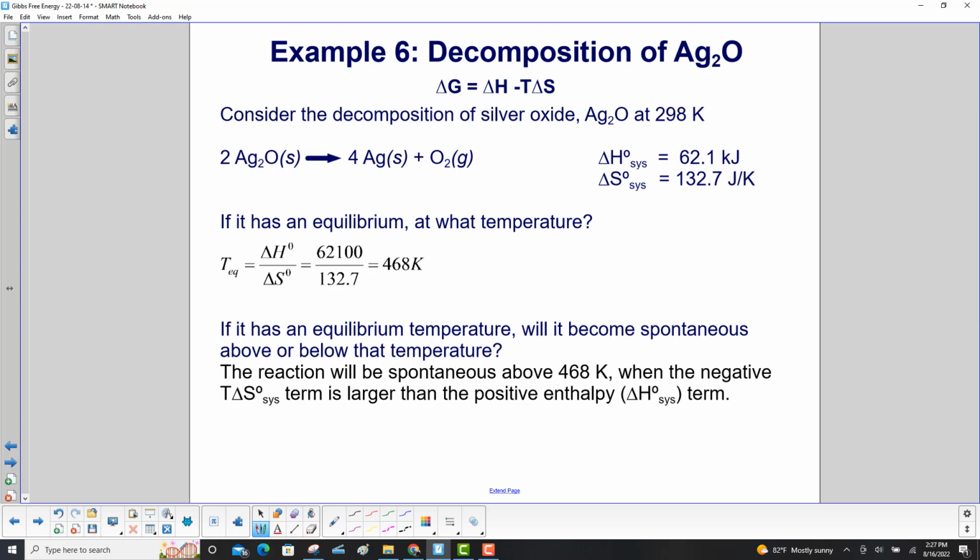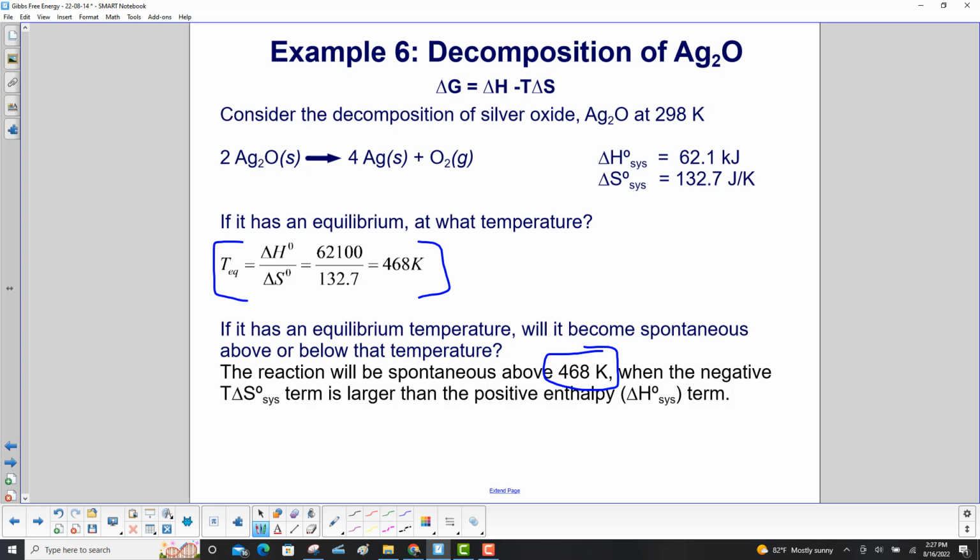If it has an equilibrium, at what temperature? We have our simple equation here. T equilibrium is delta H over delta S. Put in the numbers, and we get 468 K. Will it become spontaneous above or below that temperature? It will be spontaneous above 468 K.